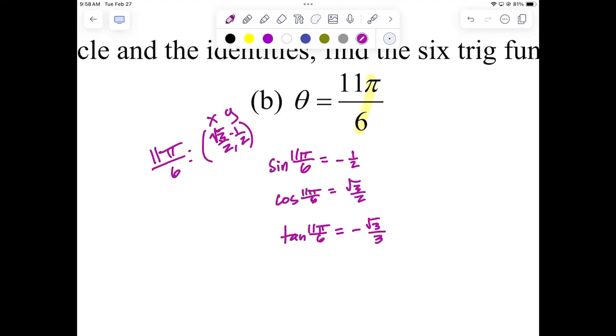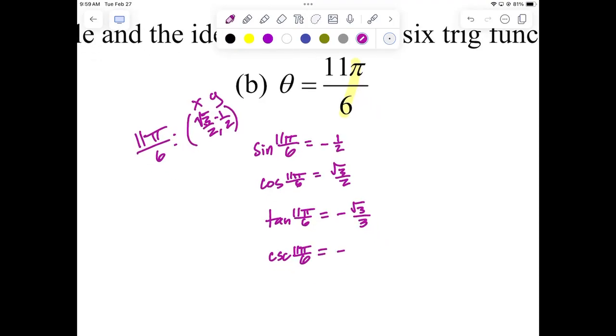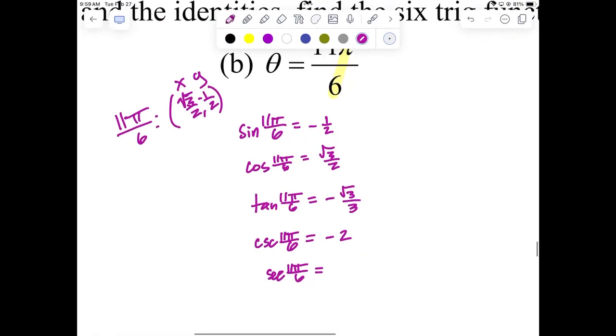Yeah. Guess what the reciprocal of square root of 3 over 3 is? Just the square root of 3. Very good. Yeah, I like root 2 over 2. Okay, I'm going to work my way out here. Cosecant of 11 pi 6 is the reciprocal of sine. What's the reciprocal of negative a half? Negative 2. Yeah. Secant of 11 pi 6 is the reciprocal of cosine. What's the reciprocal rationalized of root 3 over 2? 2 root 3 over 3. Yeah, you're already getting familiar with that guy.